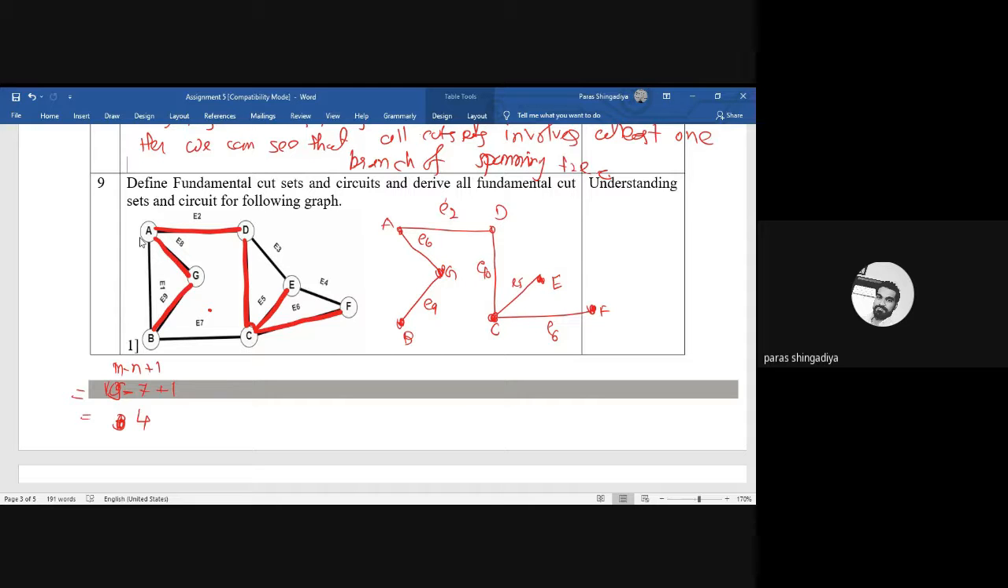ये मेरा spanning tree, and the separate graph is already clear. And you can see that सभी vertex आ गए इसमें, all are connected, कोई भी disconnect नहीं है, ठीक है? All are connected and it does not contain any type of closed walk. इसमें कोई भी closed walk नहीं बनी है, ठीक है? Clear? And that is I overlap it here to find the all fundamental cut set answer. Okay. So let's derive the fundamental cut set.